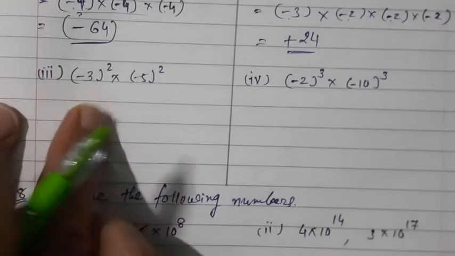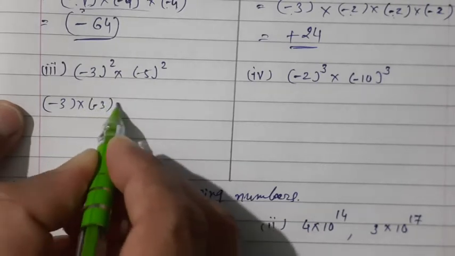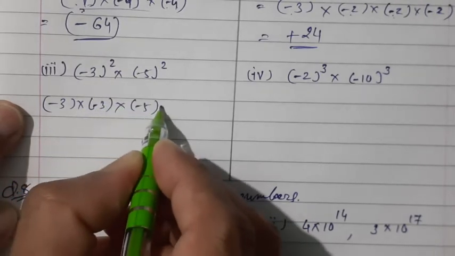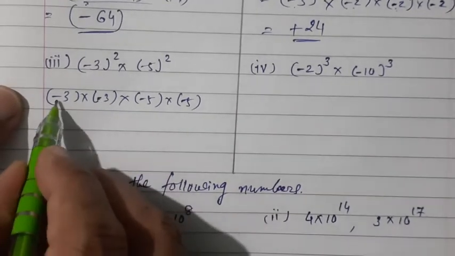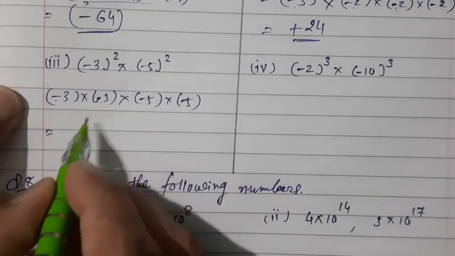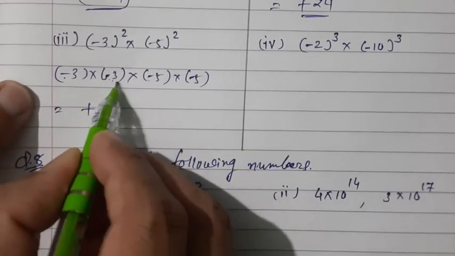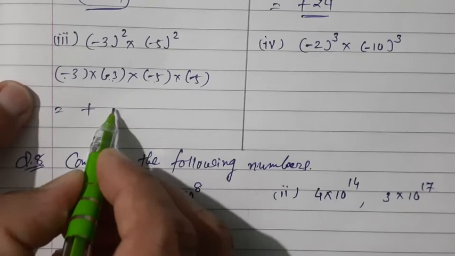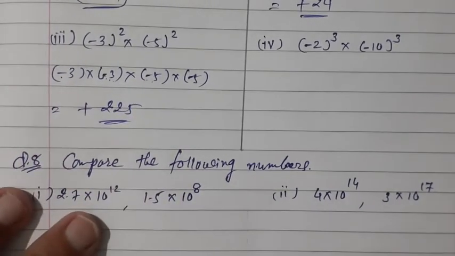Now here, look, minus 3 into minus 3 into minus 5 into minus 5. Now count the total, how many times is the minus sign there? 1, 2, 3, 4. 4 times means plus. We get a plus answer. 3 3s are 9, 9 5s are 45, 45 5s are 225. That's your answer. So easy.